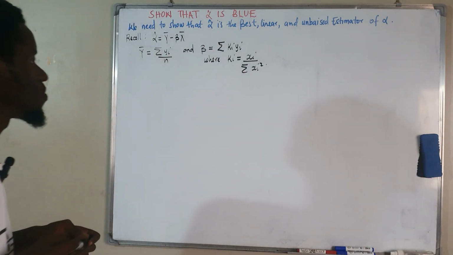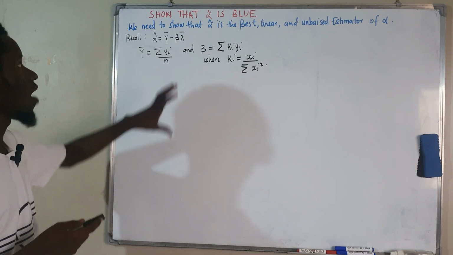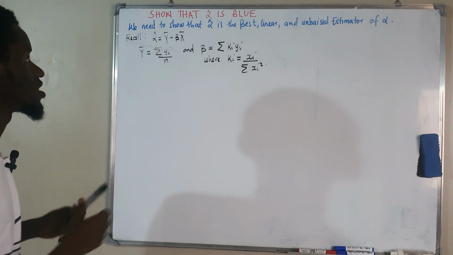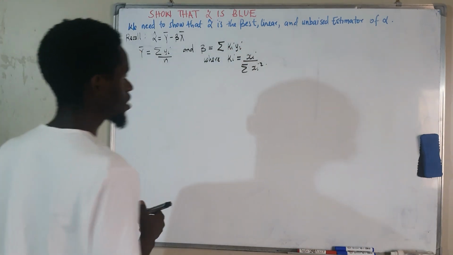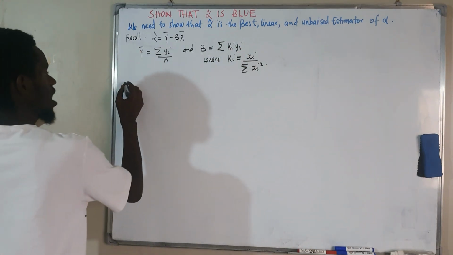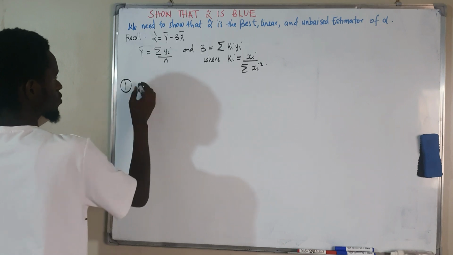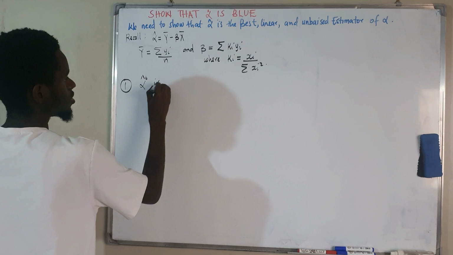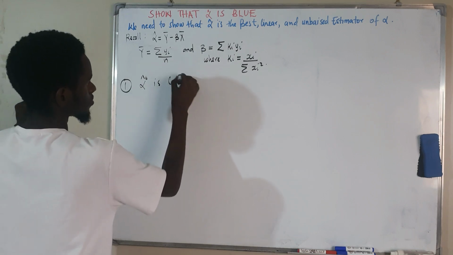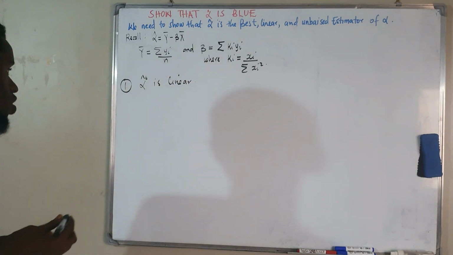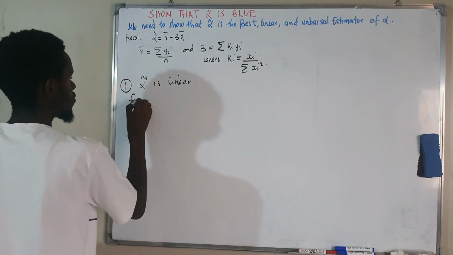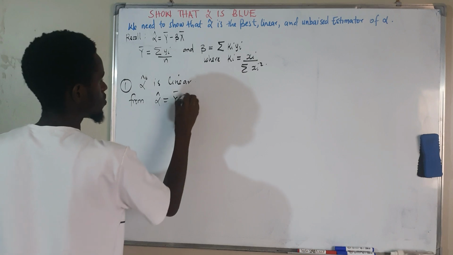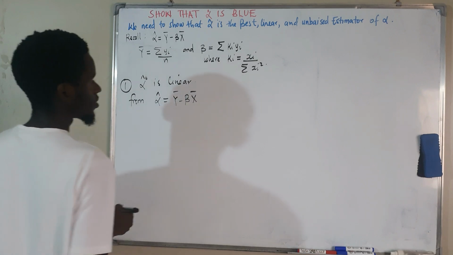Now, we just need to show that our alpha hat is BLUE. First of all, we need to show that it is best, linear and unbiased. Let us begin with showing that alpha hat is linear. From the definition, alpha hat is the same as y bar minus beta x bar.